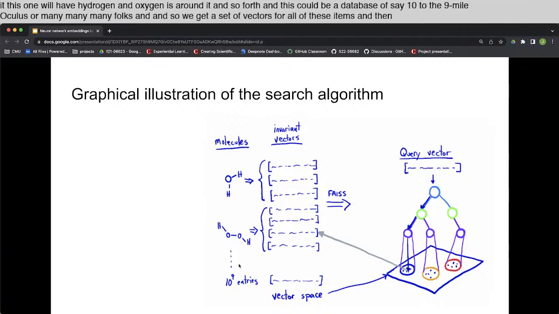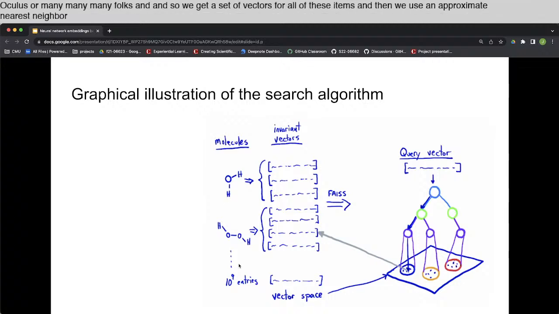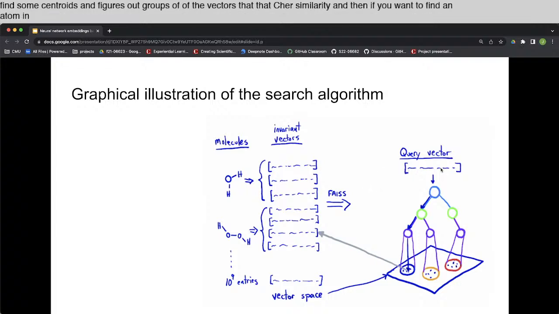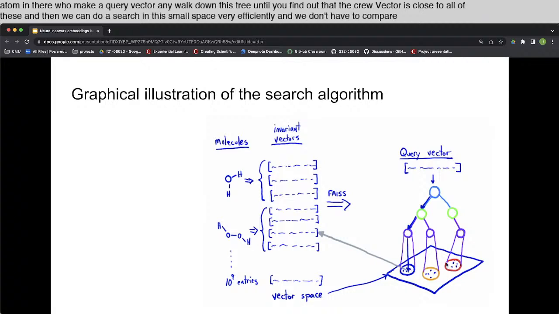And then we use an approximate nearest neighbor vector search algorithm. We used FAISS. And what happens there is it creates something kind of like this decision tree where it does find some centroids and figures out groups of the vectors that share a similarity. And then if you want to find an atom in there, you make a query vector and you walk down this tree until you find out that the query vector is close to all of these. And then we can do a search in this small space very efficiently, and we don't have to compare all of the things over there.